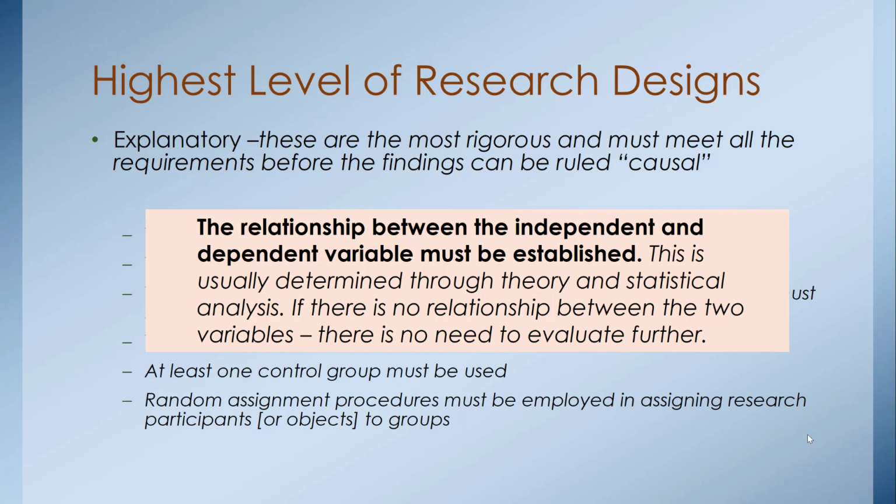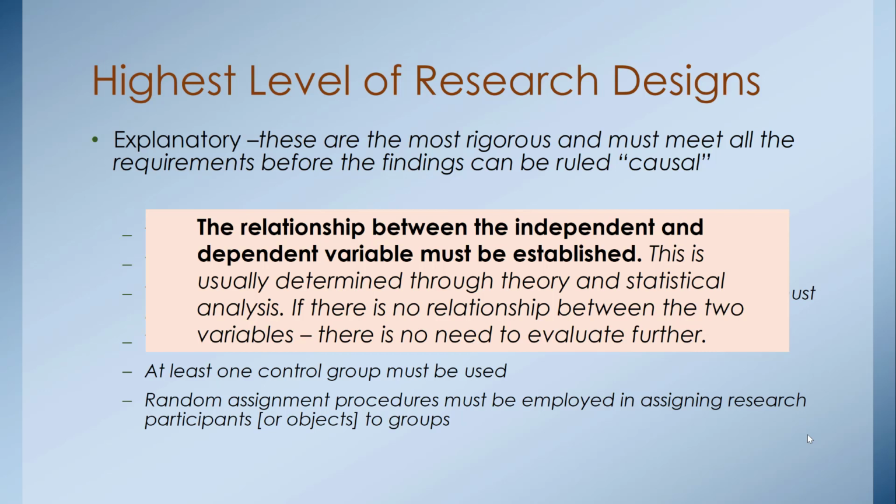The next step that we have to do, though, when we're looking at the relationship between the independent and dependent variable would actually take place after we've gathered our data. We can do statistical analysis to determine if these are correlated. And what we want to see is that they move together.